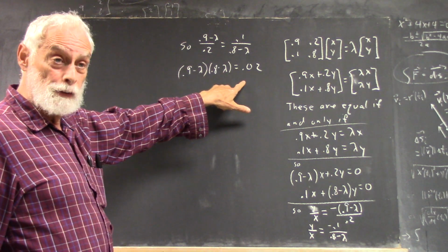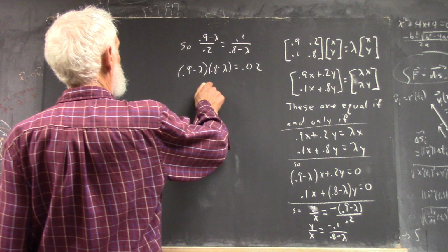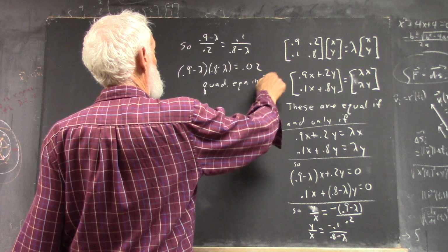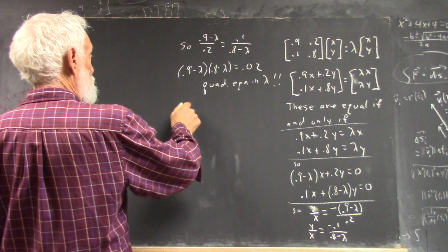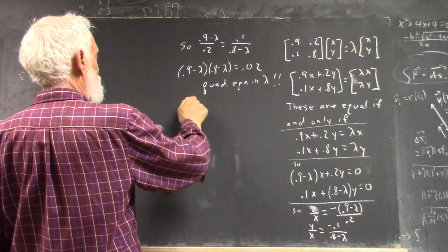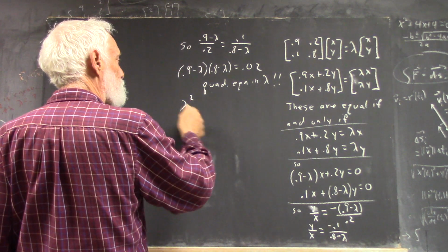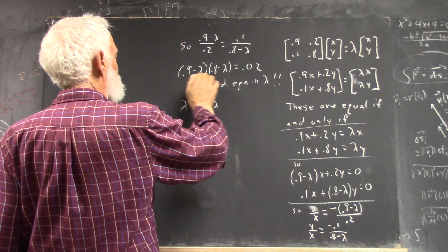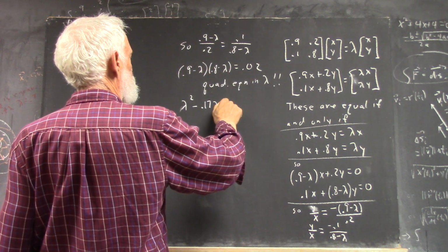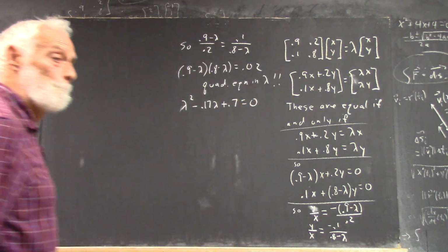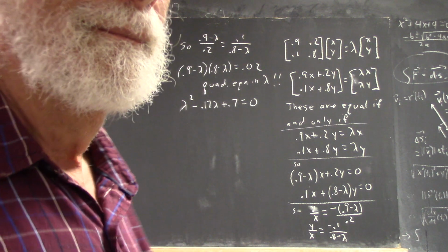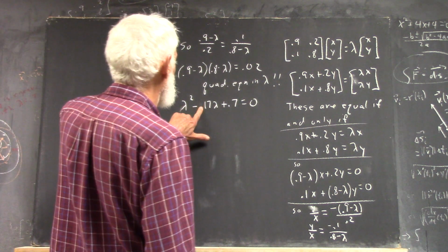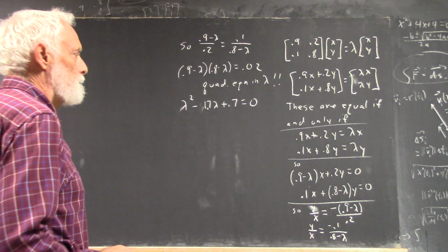Okay, so anyhow, we have this. This is a quadratic equation in the variable lambda, you know. So now we can say that lambda squared minus 1.7 lambda plus 0.72 minus 0.02, so that'd be plus 0.7, equals 0. Okay?